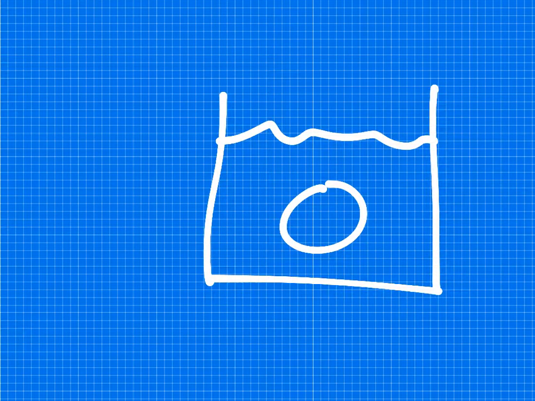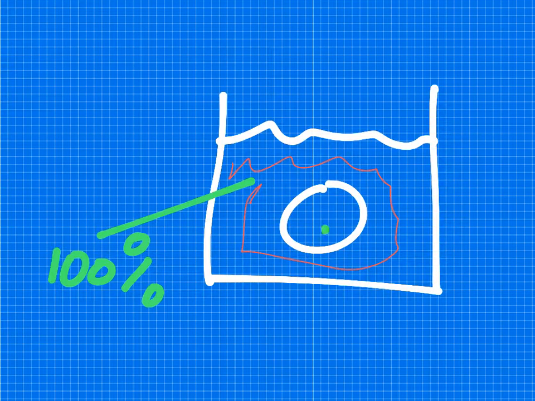So if you have an egg, this area out here, all of this out here, has to equal 100%. Then everything in here, and let me redo this with a thicker line so you can see it more clearly, everything in here has to equal 100%. Everything inside has to equal 100%. Does that make sense?